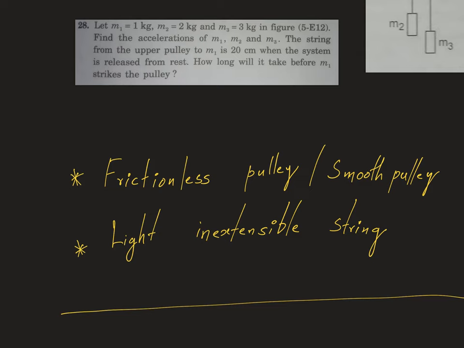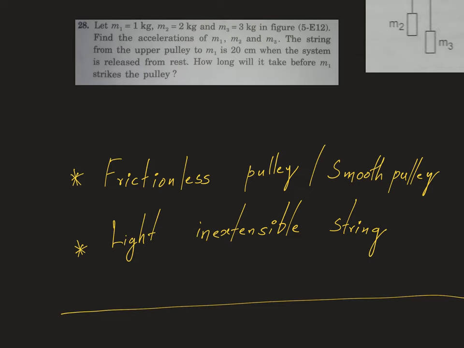Like in this problem, you can assume that the pulley is a smooth pulley or a frictionless pulley. And the string, you can assume there is no mass for the string. That's what the light word stands for. And you can also assume the string is an inextensible string.